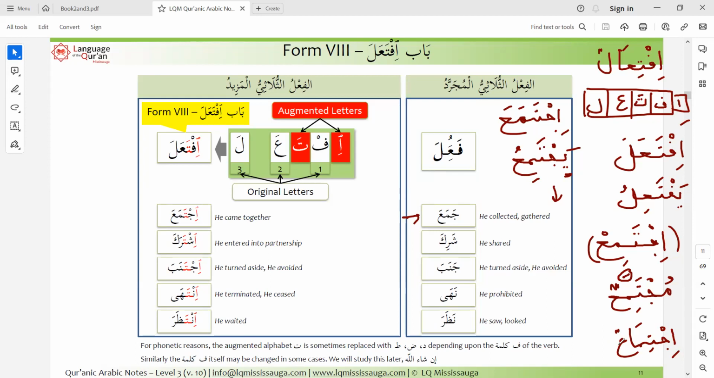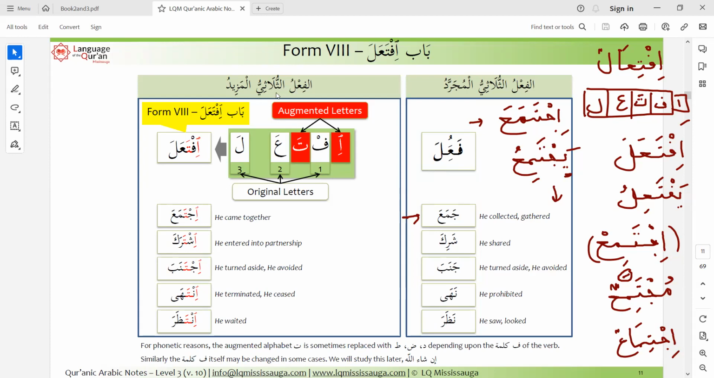Sharika means to share. Ishtaraka means to enter into partnership. So ishtaraka, you should tell me. Ishtaraka and its mudari is yashtarik. And then the amr from this is ishtarik. All six of the isnad.